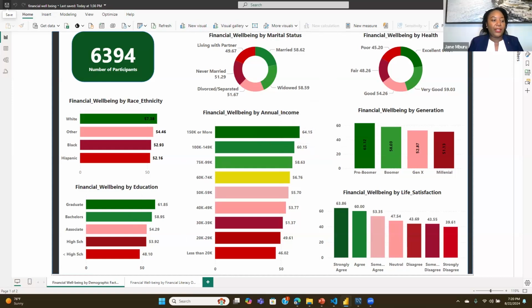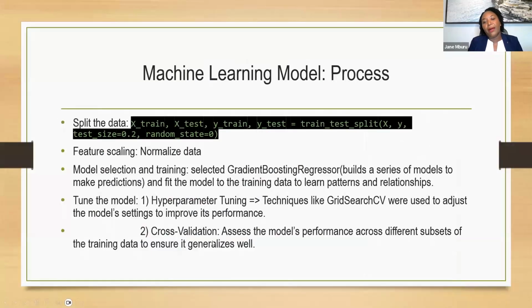Now, to answer the third question, which was about building a machine learning model that could predict an individual's financial well-being, the process that I utilized: I split the data set into two sets, with 80% going to the training set. The 20% was used as a testing set.